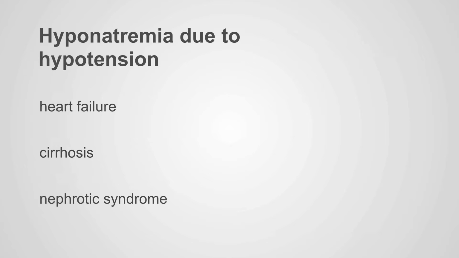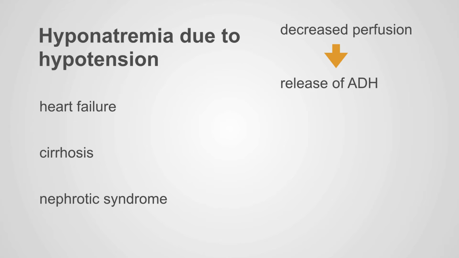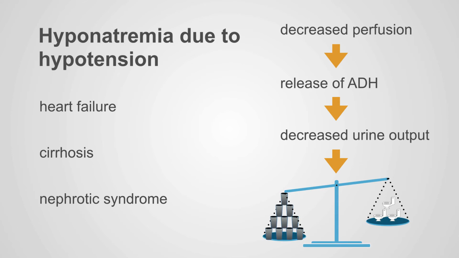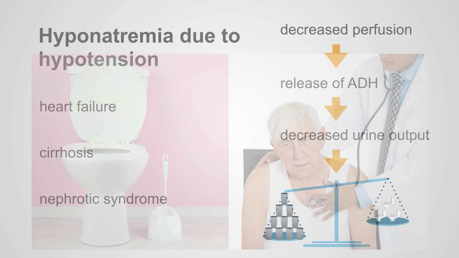Again, the mechanism here is identical. Decreased perfusion leads to release of ADH, which leads to decreased urine output, leading to an imbalance with more water intake than water excretion.